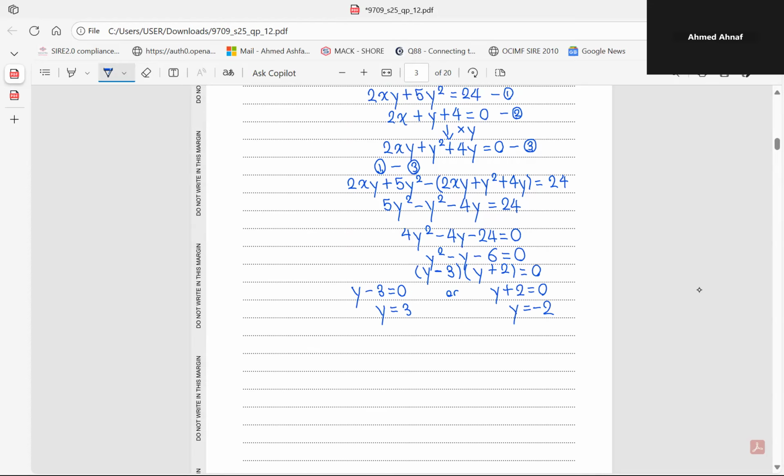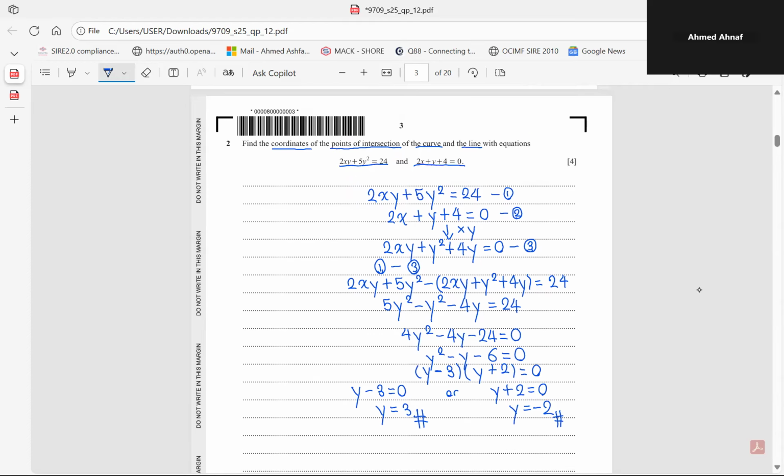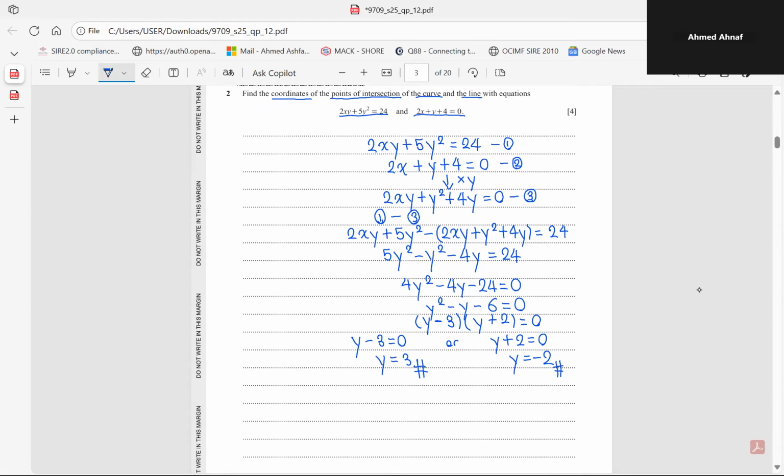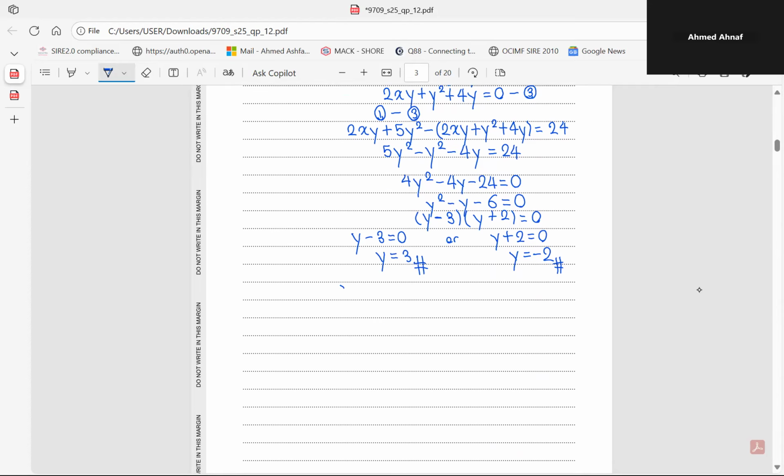Okay, so now we have our y values, but they ask for coordinates, so we have to find the corresponding x values as well. In order to do that, we can just substitute the y values into either equation that we formed. In this case, I'm going to substitute into equation 2 because it's the simplest. So let's substitute y equals 3 into 2.